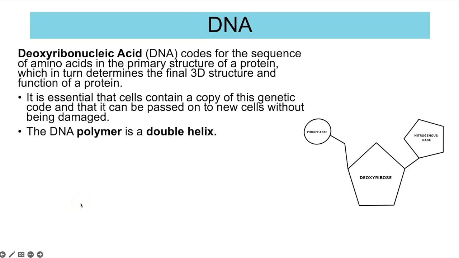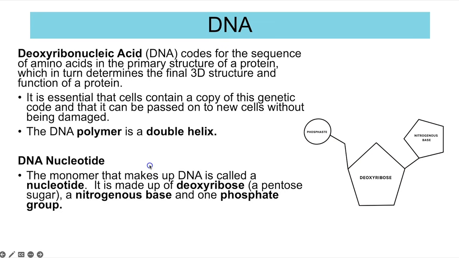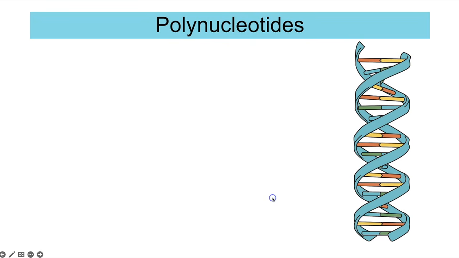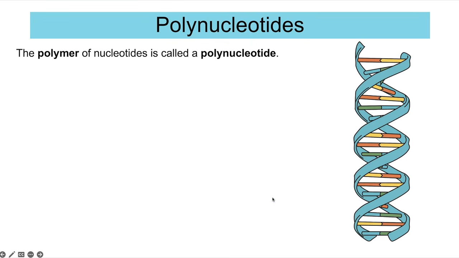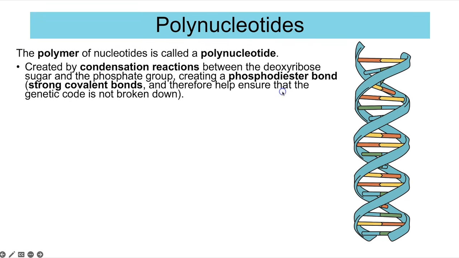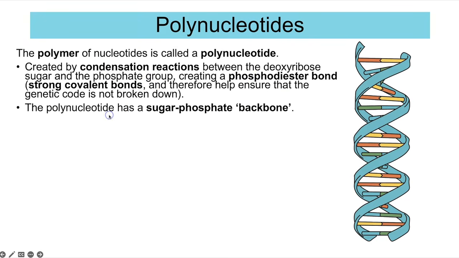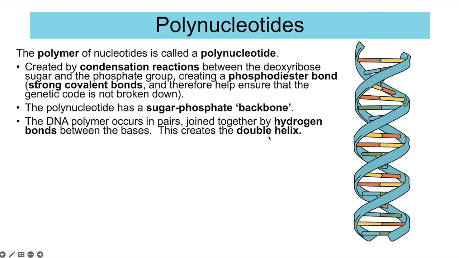DNA, as we said earlier, is a polymer, and the polymer is made up of 2 chains, which will then form a double helix. The nucleotide we talked about previously has a phosphate group, deoxyribose, and one of those 4 nitrogenous bases. The polynucleotides we also briefly talked about, so that is the polymer, created by those condensation reactions, which give you those phosphodiester bonds, the strong covalent bonds. The sugar phosphate backbone you can see a little bit clearer now because it's shown in blue around the outside of this double helix. And the DNA polymer occurs in pairs joined together by hydrogen bonds.